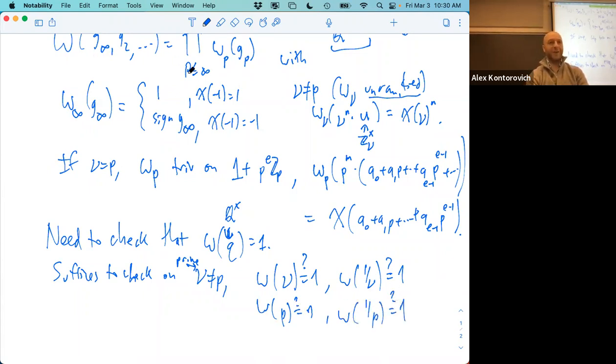Omega is already multiplicative, so it factors. And there's only one other thing that rational numbers are made up of: primes that are not p on top and bottom, and primes that are p on top and bottom.